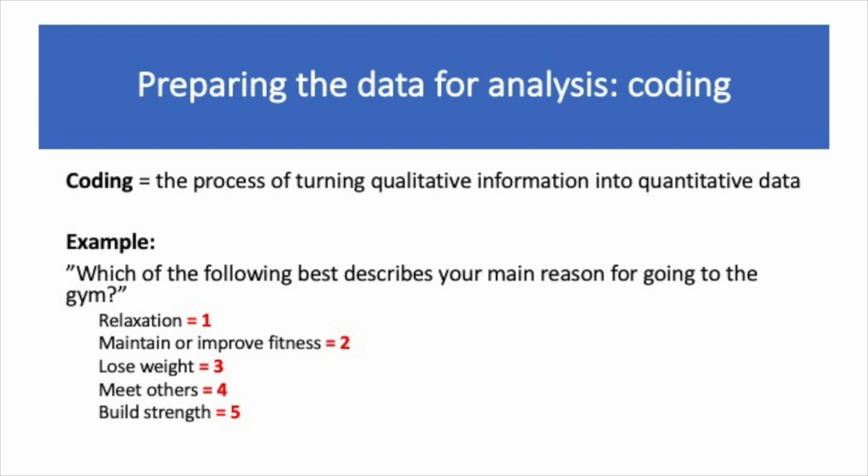Now, coding means that I'm taking these qualitative categories here and assigning a number to them. So in my data, I would take, say, relaxation. That's my first category. That equals 1. Maintain or improve fitness equals 2. Lose weight is 3, and so on. And in doing this, I am making the data analyzable. I don't think that's a word, but now I have numbers that I can use to do some statistical tests. Okay, so this is what coding is. And this is just one example.